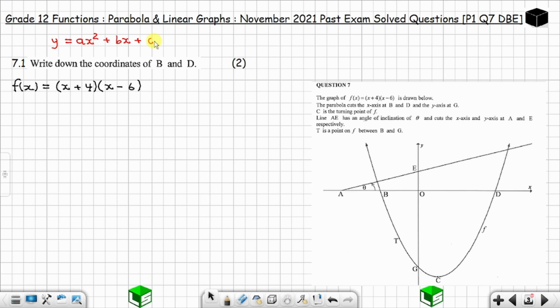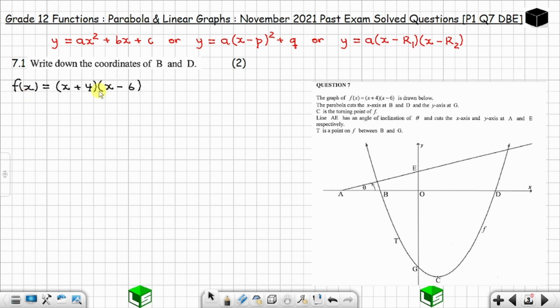And the equation of a parabola can also be given in this form. If it's given in this form, the values of p and q are the coordinates of the turning point of the graph. Or the equation of a parabola can be given in this form. When it's given in this form, you know that r1 and r2 are your x-intercepts. And this is the form we have here.